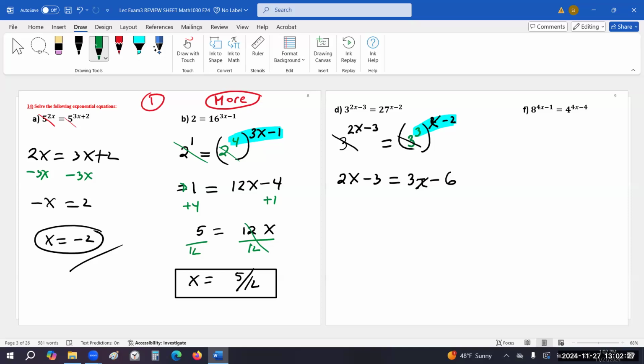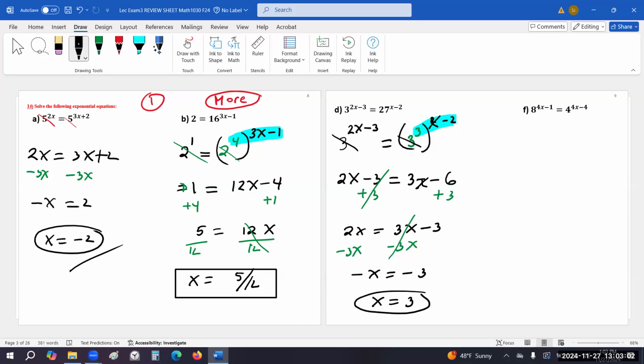Add 3. We can add 3, so these cancel out. 2x is 3x minus 3. We can subtract 3x. Negative x is negative 3. You can do it in your mind. X is 3. These are easy, not bad.